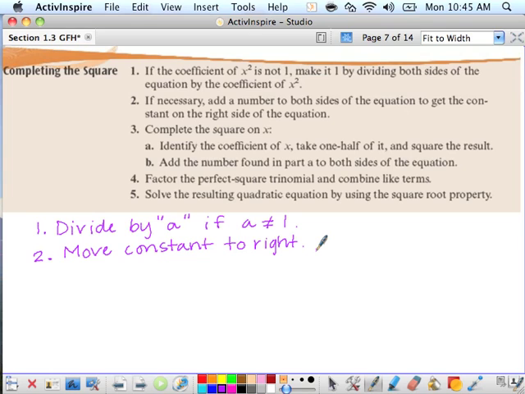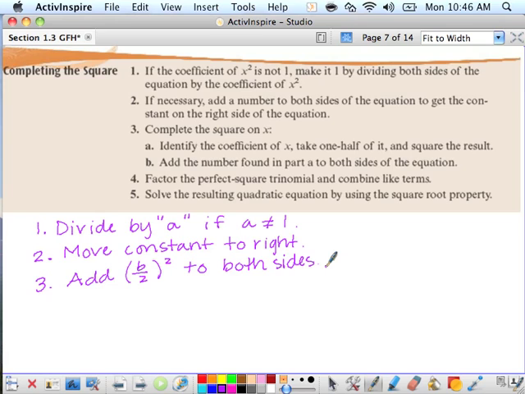So once we have everything equal to the constant, the third step, and this is the step where it actually gets its name from, is to take half of the b coefficient, square it, and add it to both sides. So we're going to add half of b squared to both sides. That's the third step.